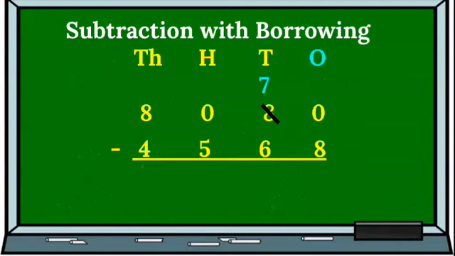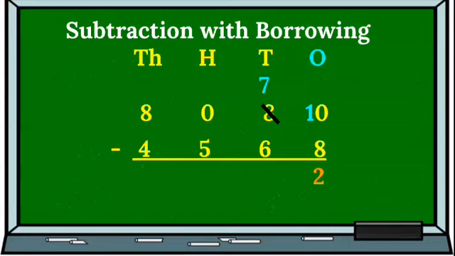Since we're borrowing, we know we're going to have to be taking from it. So it's going to leave 7 tens after we take that 1. So it will no longer be 8 tens but 7 tens since we are borrowing 1 from the tens. That 1 ten would be added to our 0 ones. So we now have 10 ones to take away 8 ones, which will give us a difference of 2.